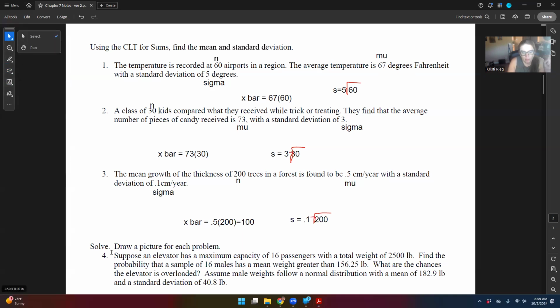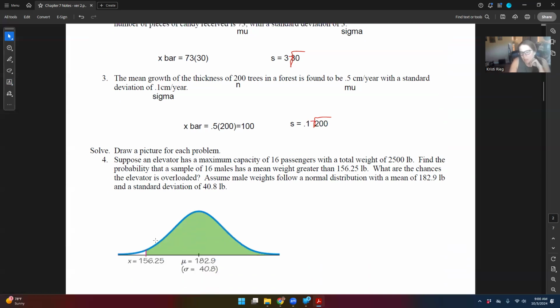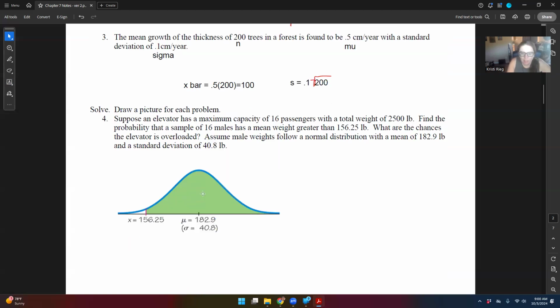Now we are going to solve. So this is like 6.3 using our new mean, our new way of finding mean, and our new way of finding standard deviation. It's going to be a little weird in the calculator, but we'll get it figured out. So it says, suppose an elevator has a maximum capacity of 16 passengers. So that means n is 16.